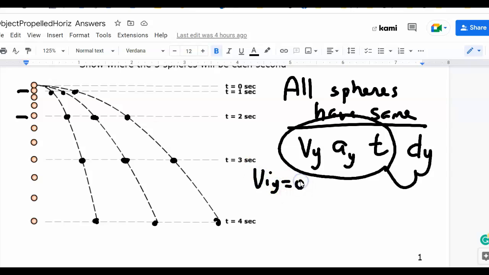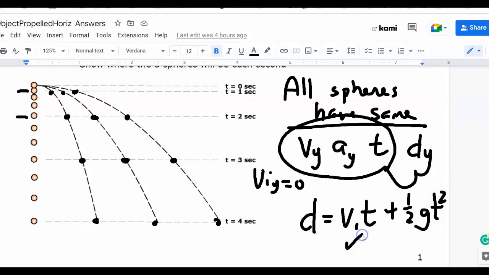They're all equal to 0. So why do they all have the same dy? Well, do you remember this equation? d equals viy t plus 1/2 g t squared, right? They have the same viy, the same t, and the same g, and so of course they have the same dy, and they all hit the ground at the same time.